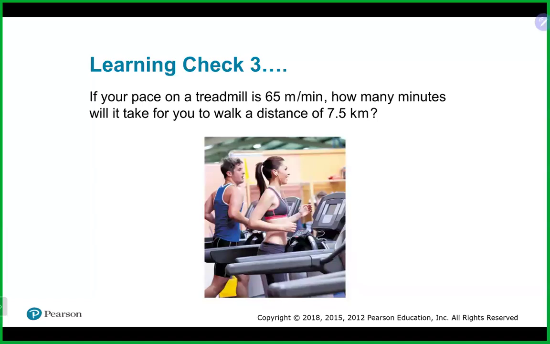How about this one? Your pace on the treadmill is 65 meters per minute. How many minutes is it going to take you to walk 7.5 kilometers? So give it a go. Again, kilo is 10 to the 3.